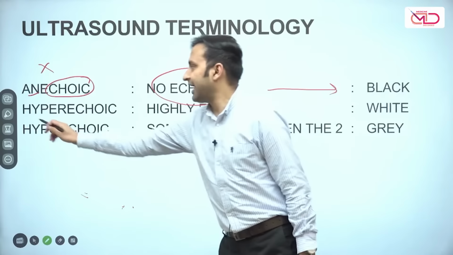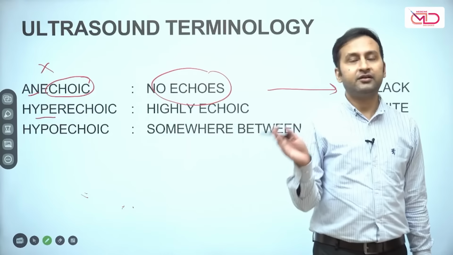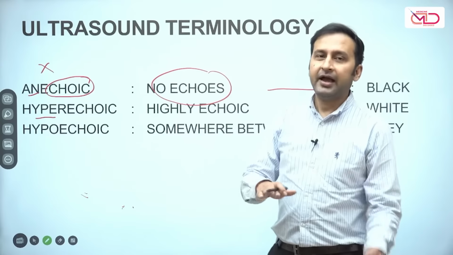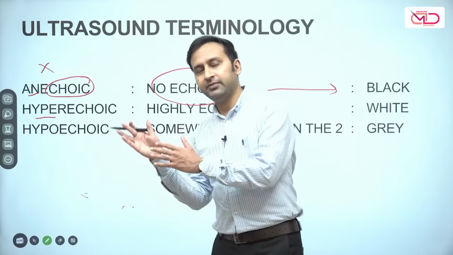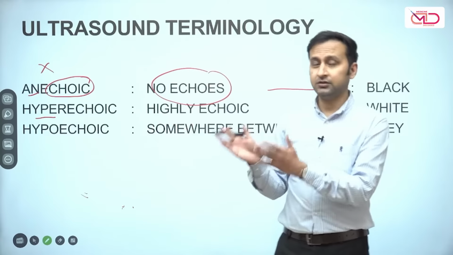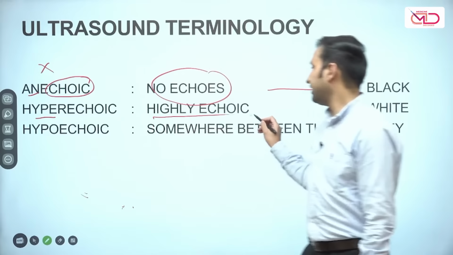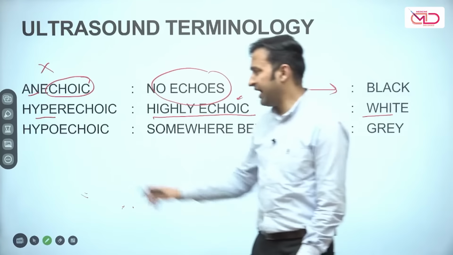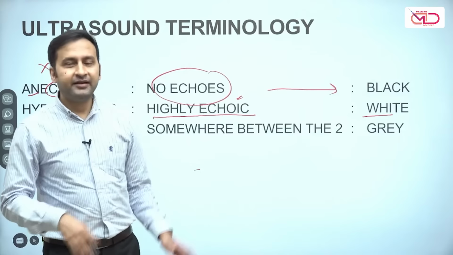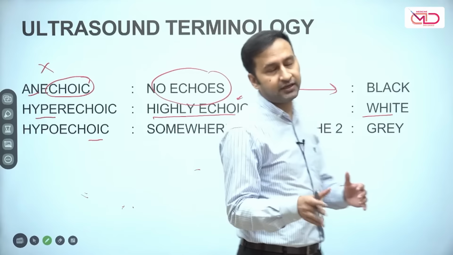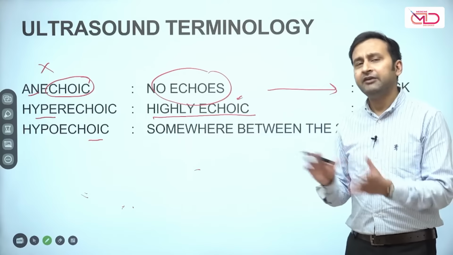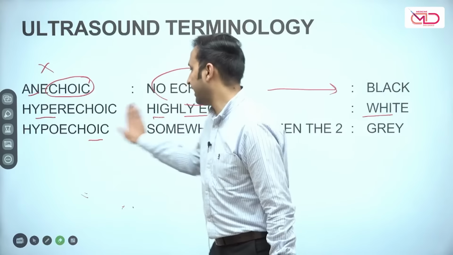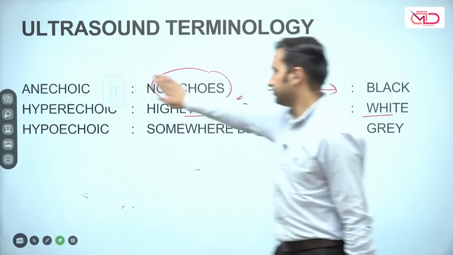A substance which is hyperechoic is not going to transmit any sound waves, it is going to reflect the majority of the sound waves. As a result, a large number of sound waves are going to be received by the transducer, and this will be highly echoic, and it will appear completely white. Hypoechoic is a related term. It is somewhere between hyperechoic and completely anechoic. It could be in varying shades of gray, but it is relative. A substance is going to be hypoechoic with respect to another structure.